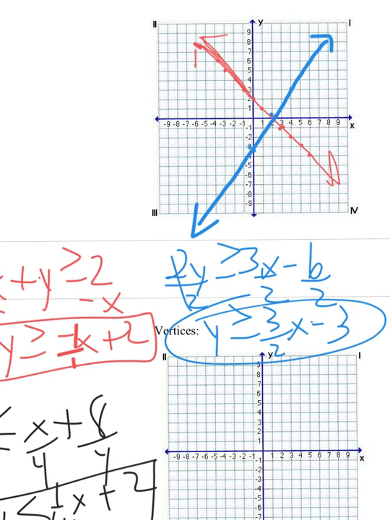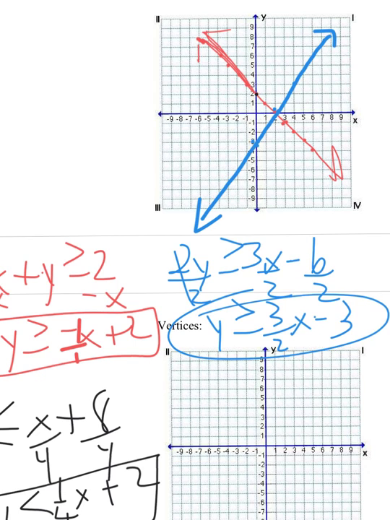So positive 2 is my y-intercept, right here. And again, we have 1/4 for our slope. So I'm going to go up 1, right 4. So I would be right there. Up 1, right 4 would be over there. Down 1, left 4 would be there. So this line is going to come just like this.